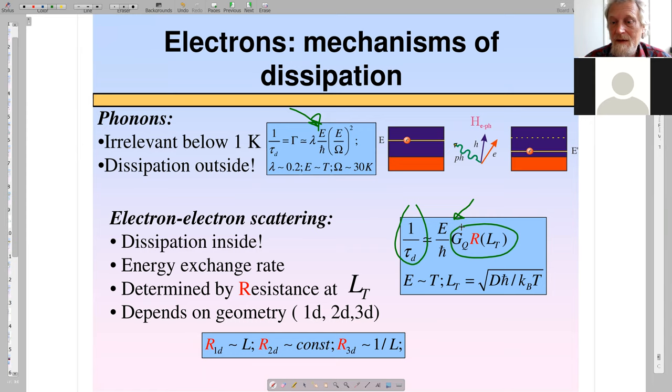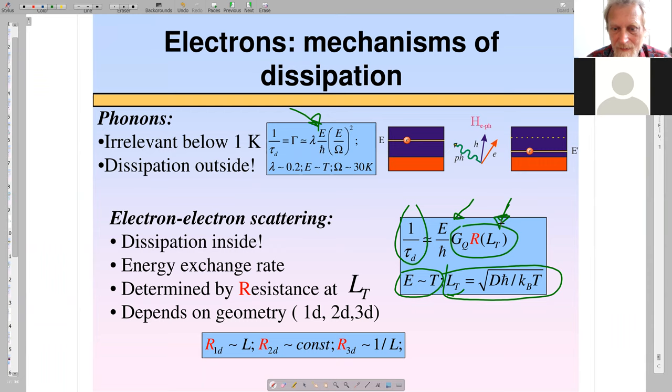Fine, but we don't know at which scale this resistance has to be taken. And it turns out it depends on the structure geometry and effective dimensionality at this particular length. Right. So the length, which plays a role here in dissipation, can be derived from the fact that the energy frequency of this dissipation process is of the order of temperature. We put it into the diffusion equation, we get a diffusive length. So the idea is that the dissipation is somehow given by resistance at this length scale.